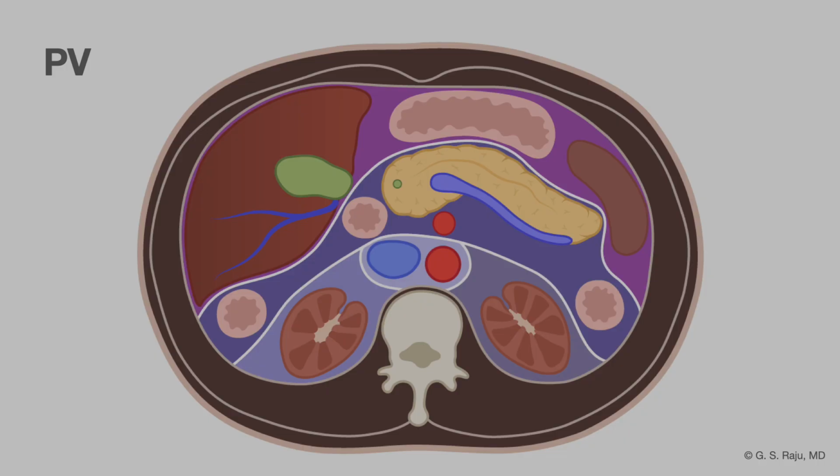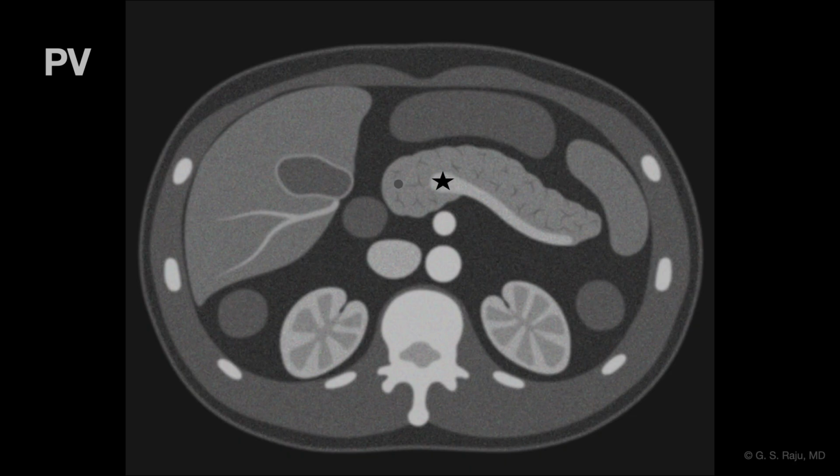And then as the splenic vein goes to the right side, it joins the superior mesenteric vein to form the portal vein. That's the splenic vein, superior mesenteric vein, portal vein confluence, which looks like a bulbous end of the splenic vein. And this is what it looks like on CT.